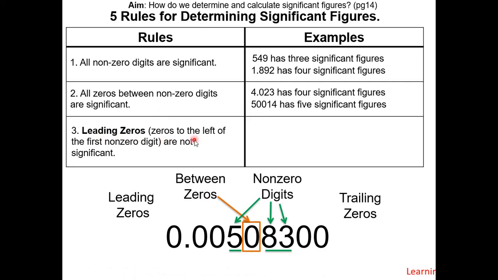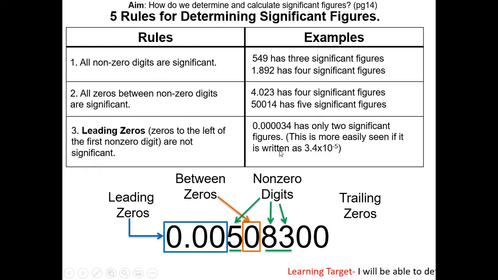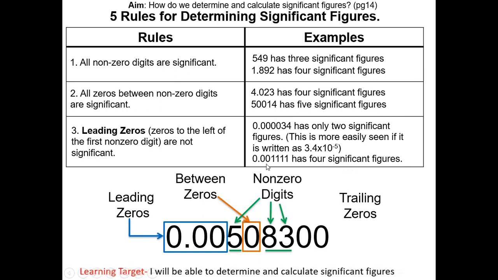Rule number 3. Leading zeros are zeros to the left of the first non-zero digits. So if we look at this example, it is these zeros here. They are not significant. They don't count. So let's look at some examples. If you have 0.000034, it only has 2 sig figs. These zeros are leading zeros. They don't count. You can see this if you write the scientific notation, 3.4 times 10 to the negative 5. This number, 0.001111, has 4 significant figures. These leading zeros are not significant.